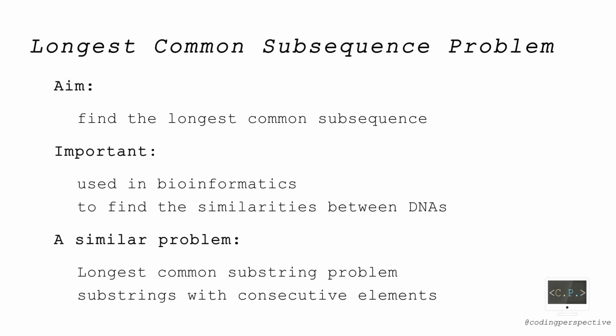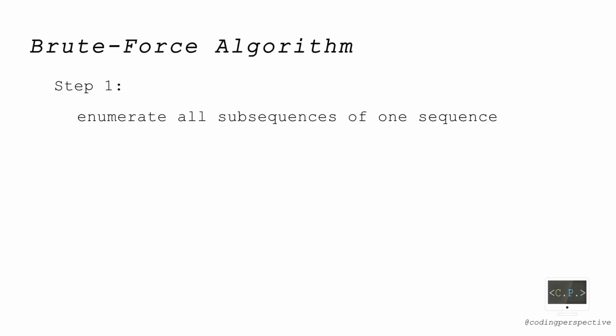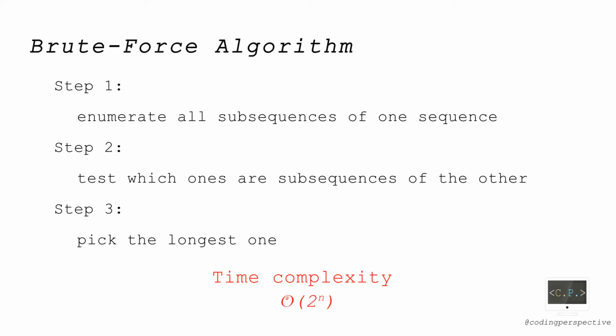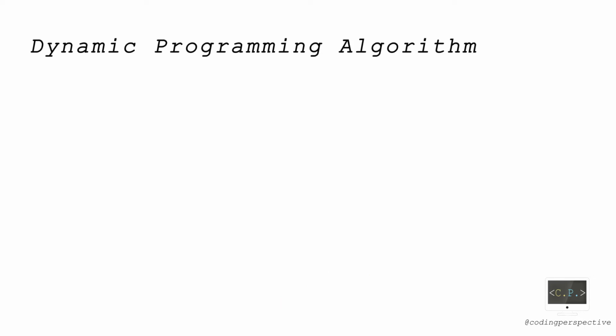To solve this problem, one of the methods, probably the worst one, is brute force. Basically, we enumerate all subsequences of one of the sequences, let's say the first one, then we test which ones are also subsequence of the second sequence. Finally, we pick the longest one. If the first sequence has n elements, it has 2 to the power n subsequences. So brute force is an exponential time algorithm. To develop the polynomial time algorithm, we will use dynamic programming.